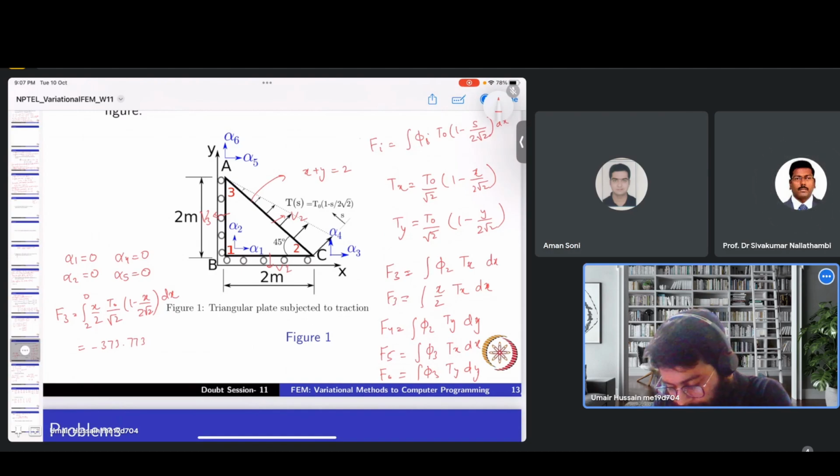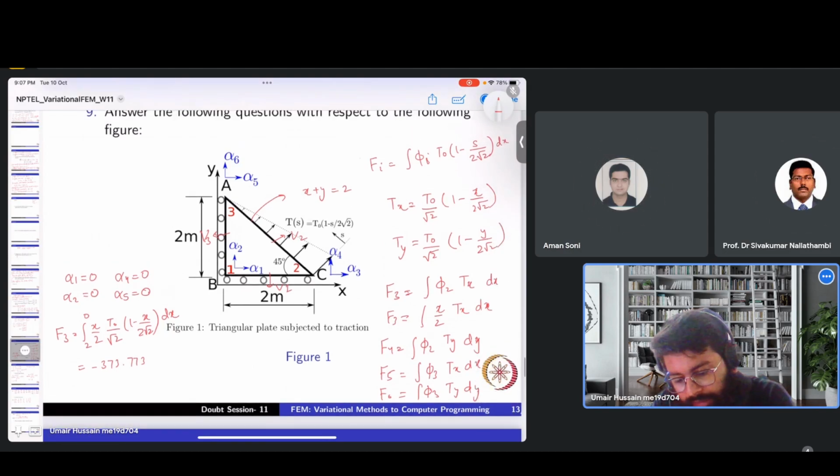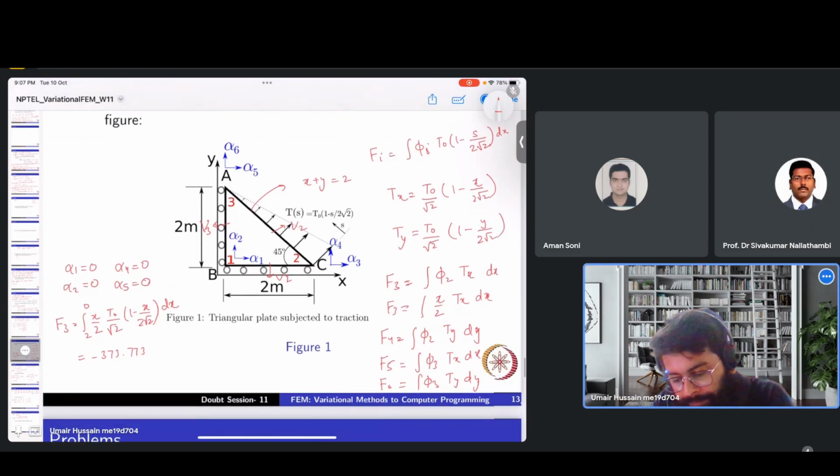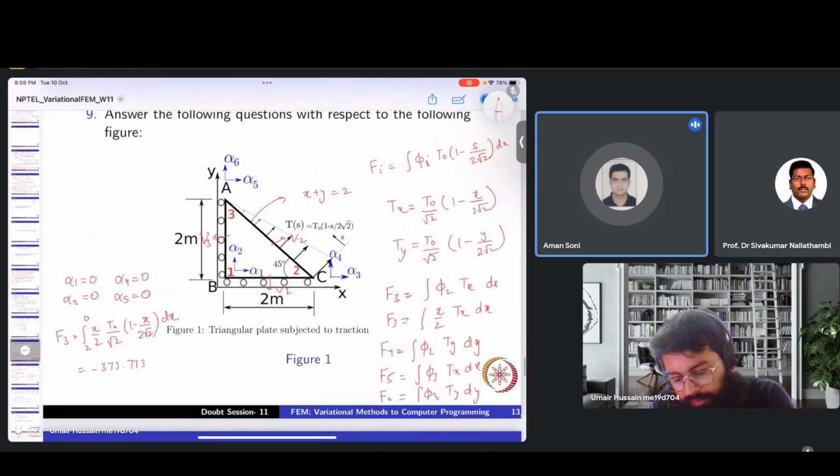Are we sure about this breaking of T like this, into components of T? Yeah, actually, I did the same thing when I was doing the problems in solid mechanics also, even if we have distributed loads.